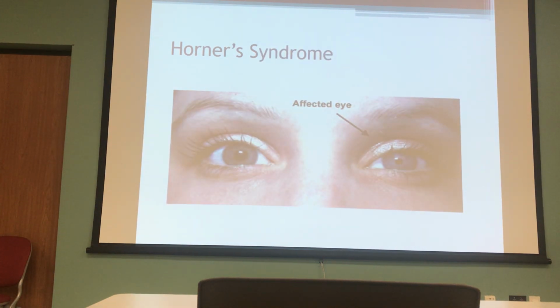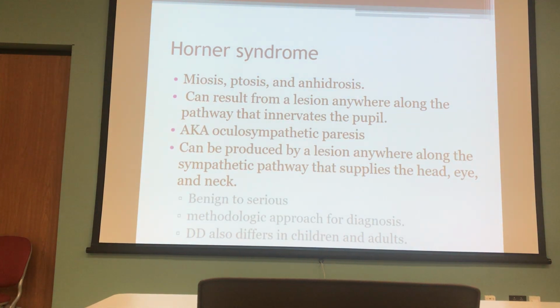Horner syndrome, again, you have the meiosis in one eye and the other eye is normal. Anisocoria, one pupil is smaller than the other. Okay. Horner syndrome: meiosis, ptosis, and anhidrosis. Anhidrosis is basically... I did? You did. Good job.